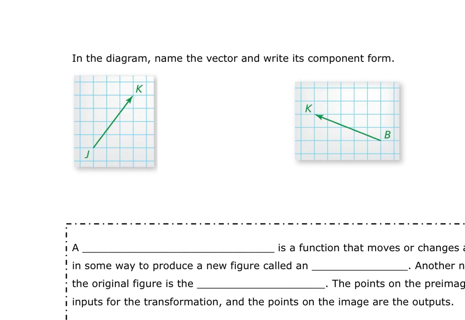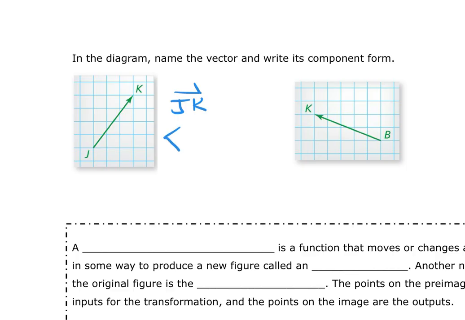Okay, so if we look at this diagram, which point is my starting point? Which point is my terminal or ending point? J is the starting point. So we're going from J to K. So that's how we decide what goes first and what goes second, based on where the arrow is at. We're going from J to K. Okay, so that's the name of this vector.